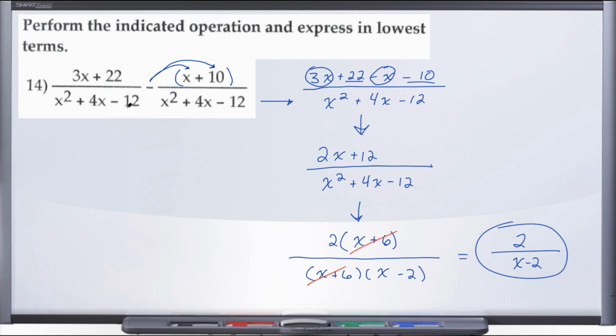So again, number 14, a lot of the work was done for us because we already had a common denominator. And so we just moved that common denominator over. And as soon as we did that, that gives us permission to deal with our numerator. And when you're subtracting, just be sure to distribute that minus sign through.